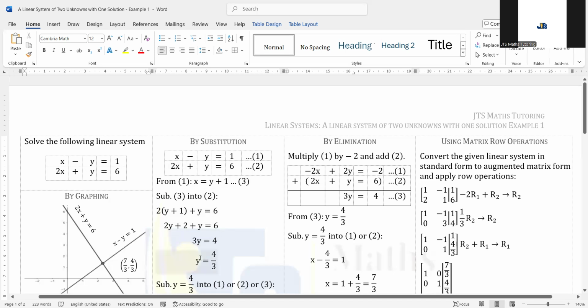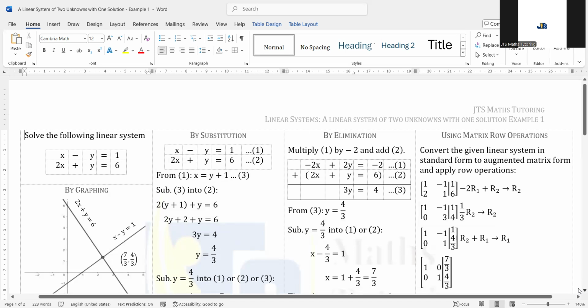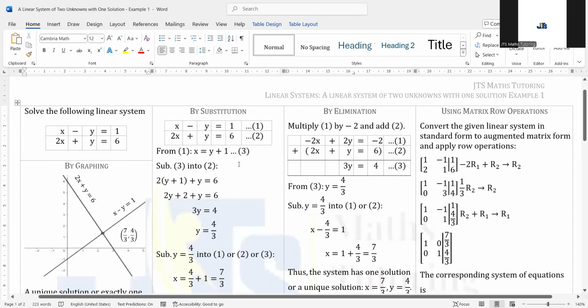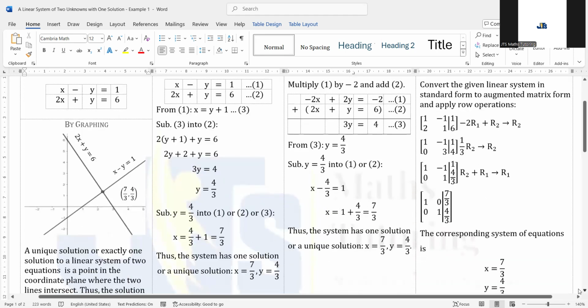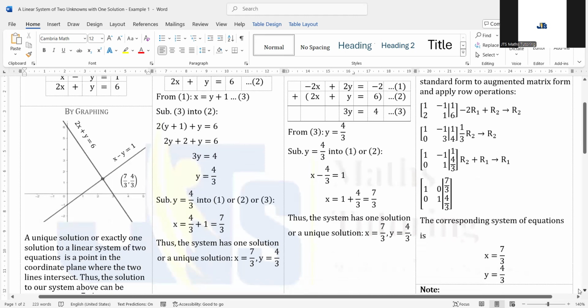Then you solve for y, which is 4 over 3. Fine, I'm happy. I've gotten my value for y. So how am I going to get the value for x? It's just a matter of substituting that value for y into any one of these, either into 1 or 2 or 3. I've decided to make my life a whole lot easier and substitute it into equation 3. Boom, there we are. You find out that x is equal to 7 over 3. Then we can make our conclusion here. Thus, the system has one solution or a unique solution. x is equal to 7 over 3 and y is equal to 4 over 3.